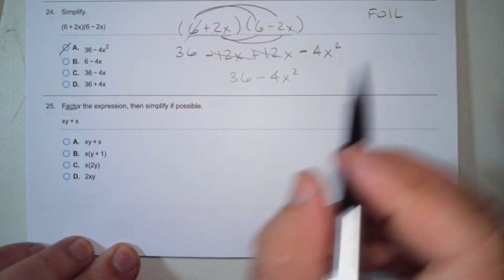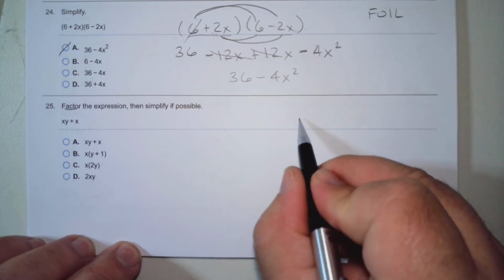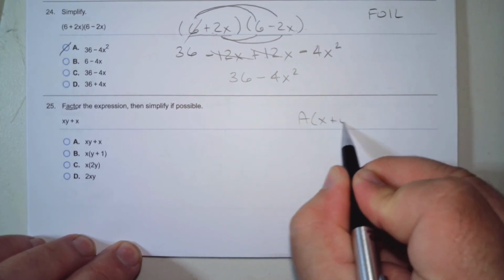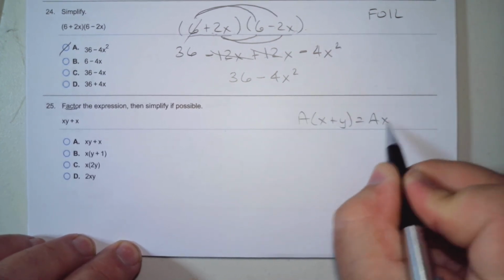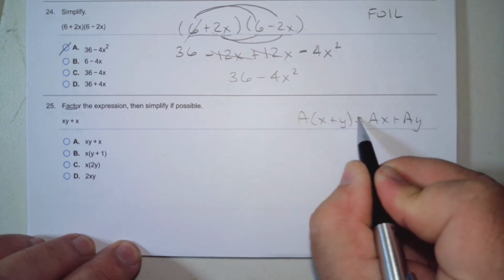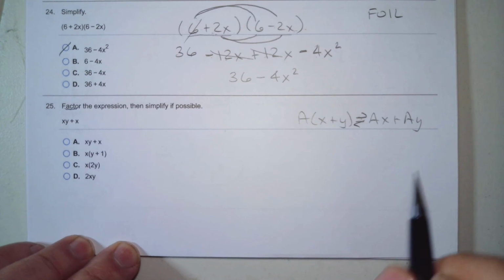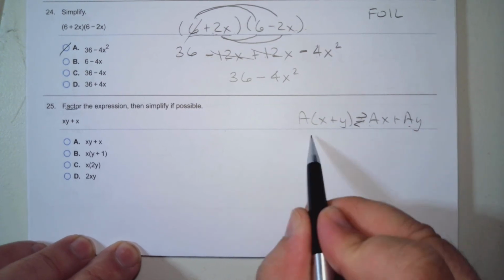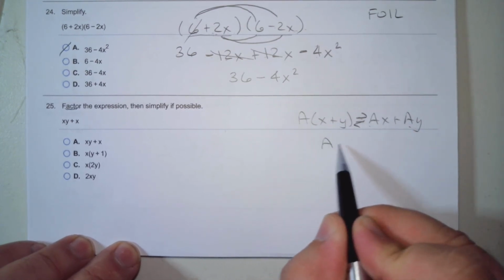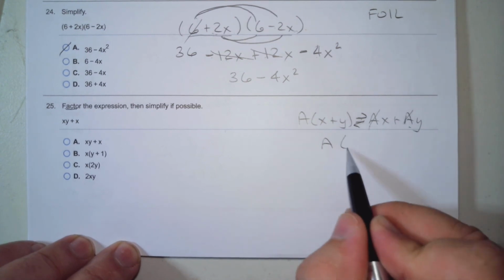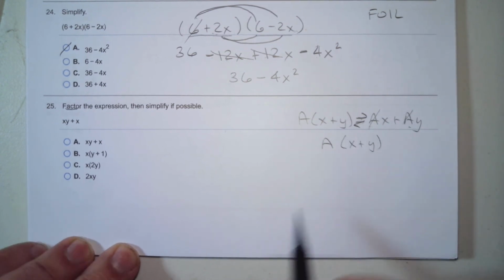Factor. Factor is just the opposite of distributivity. Remember, distributivity was this rule. Factoring goes the other way. What do they both have in common? An A. Once you get rid of the A, whatever you have left goes inside the parentheses.